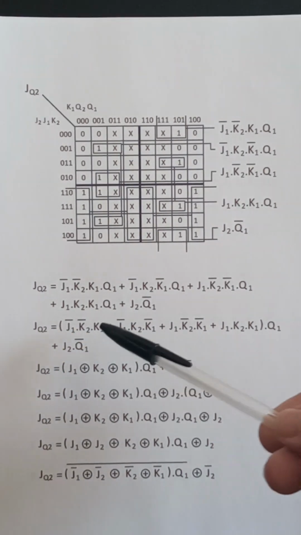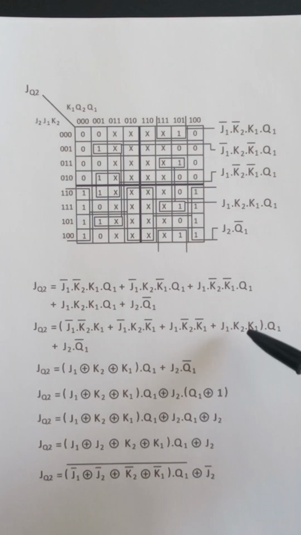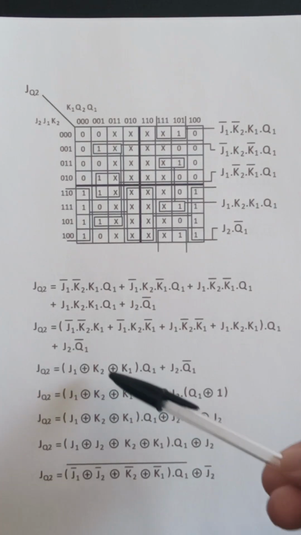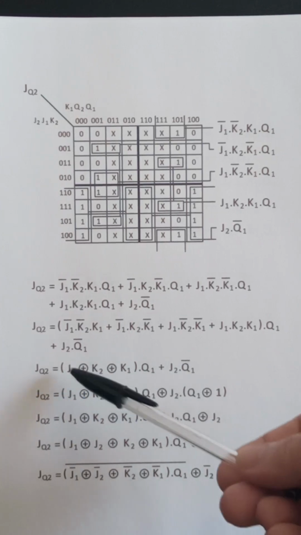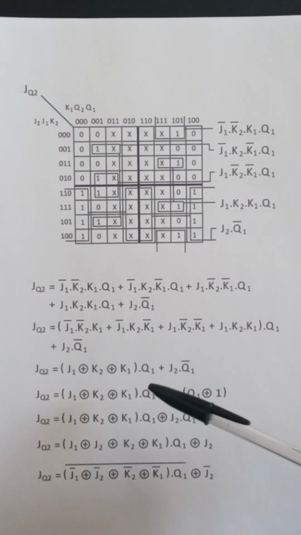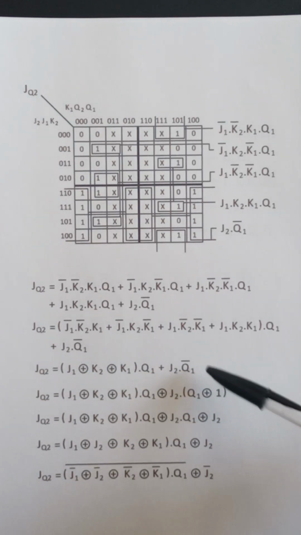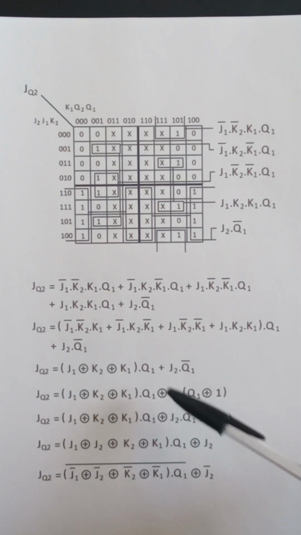Now this is the definition of a 3-input exclusive OR gate. So I've substituted J1, K1 and K2 and K1 here with an exclusive OR gate, because that's the substitution, and I've left J2 not Q1 there.